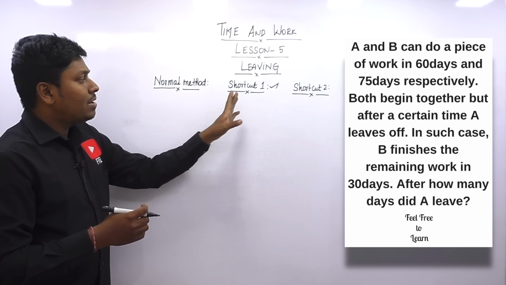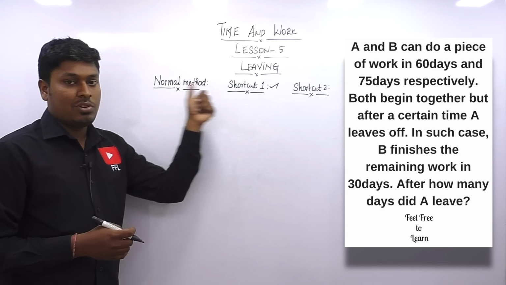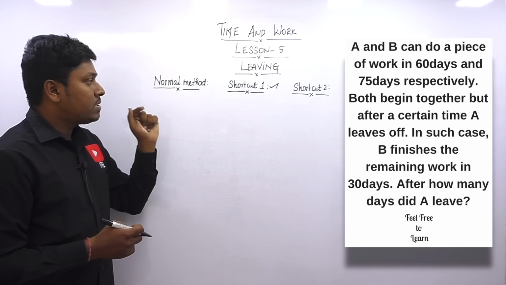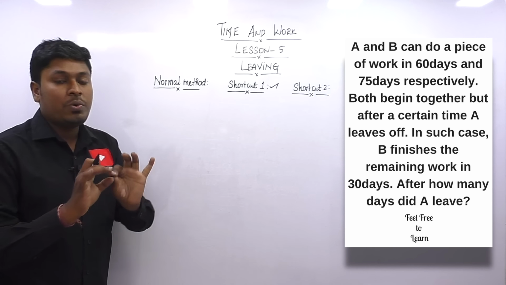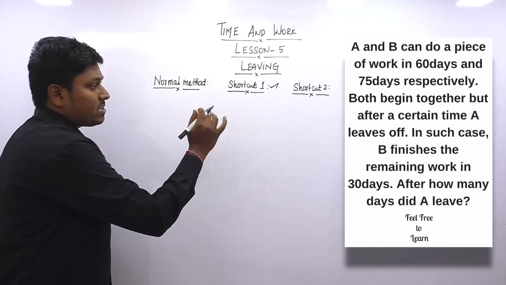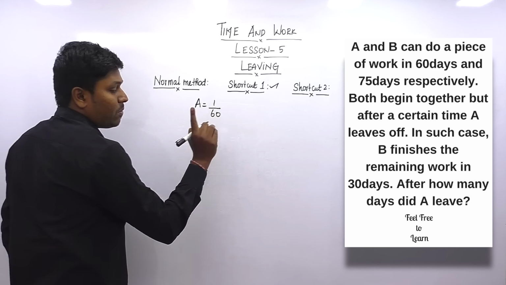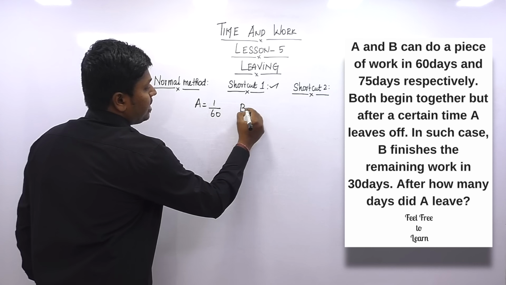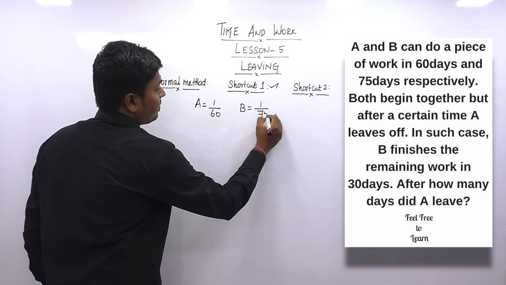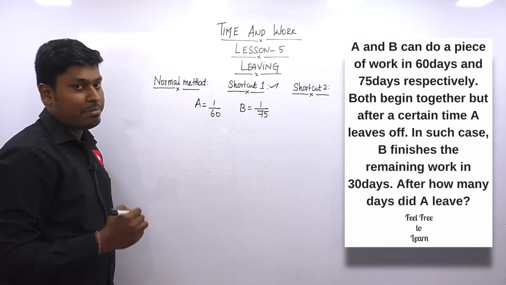So once you watch shortcut number 1 and shortcut number 2, the normal method becomes so simple, right? So shortcut number 1, what you need to do? You need to frame an equation, right? So first of all, A alone can do a piece of job in 60 days, so A's 1 day work will be 1 by 60. B alone can complete a piece of job in 75 days, so B's 1 day work will be 1 by 75.